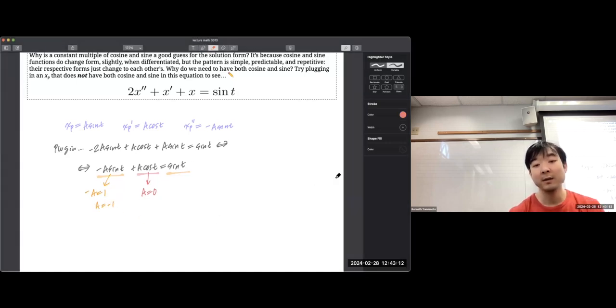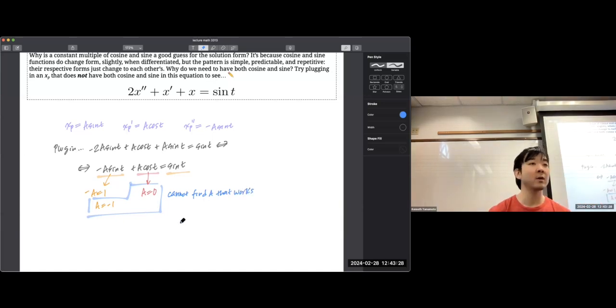And so you'll have this issue that shows up where you have two things that A has to be. So you cannot find an A that works, because you can't say A is 0 and negative 1 at the same time. This is a classic situation where you do not have enough degrees of freedom to get this solution to satisfy this differential equation. Therefore, we needed to add another term.